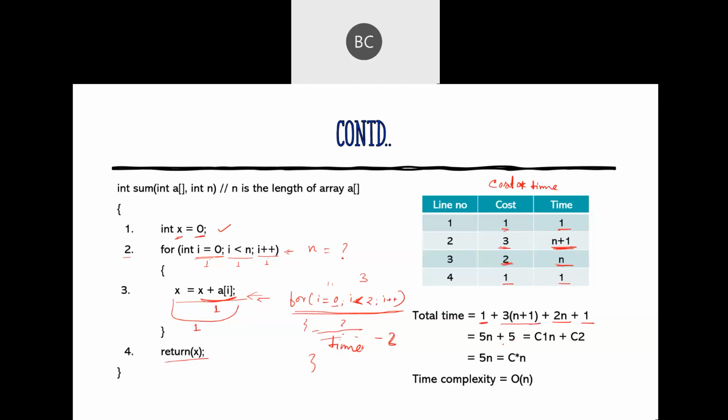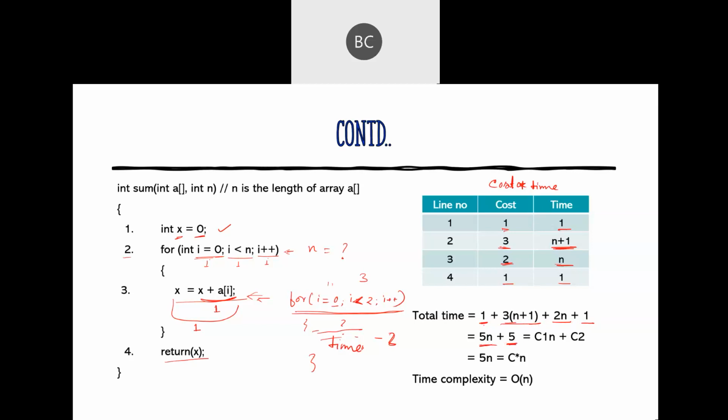Now it's just simple addition. It will be twice n, then 3, so 3n plus twice n equals 5n, then 1 plus 3, 4, plus 1, 5. So total time is 5n plus 5.